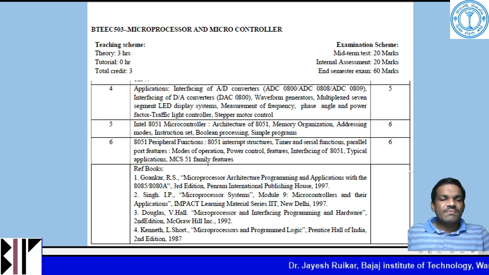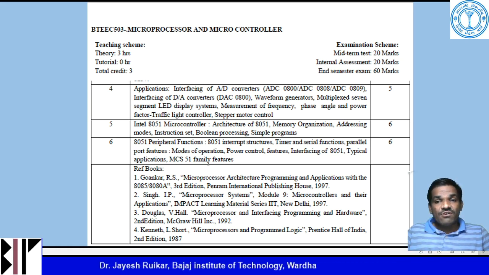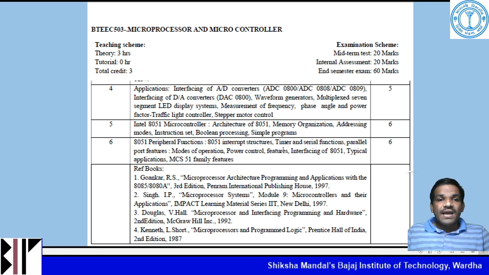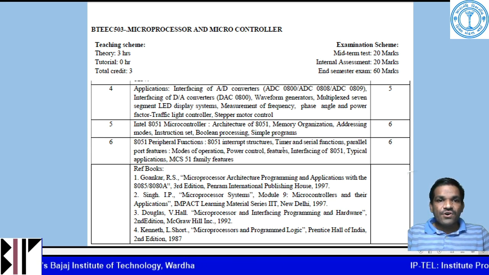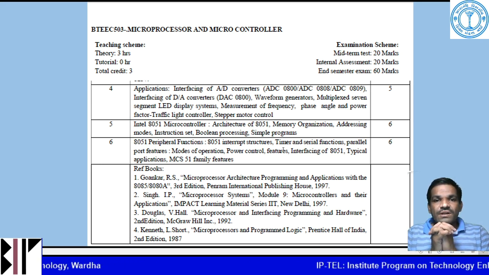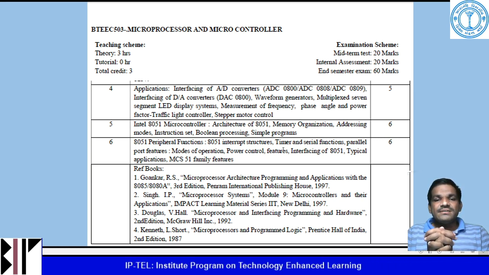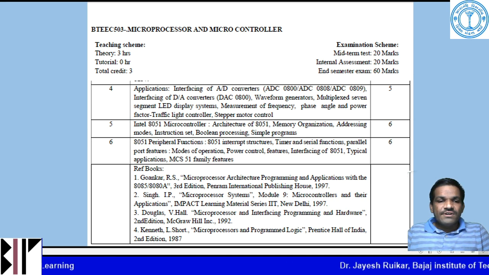When we look at the reference books, the books which are given and which we are following are Microprocessor Architecture, Programming and Applications, the first reference book authored by Ramesh Gaonkar, and the second book for interfacing is Microprocessor and Interfacing, Programming and Hardware, authored by Douglas V. Hall. Then for the microcontroller we will use The 8051 Microcontroller and Embedded Systems, authored by Mazidi. Though this book is not given in the reference section of this particular syllabus, we will use it for our course.